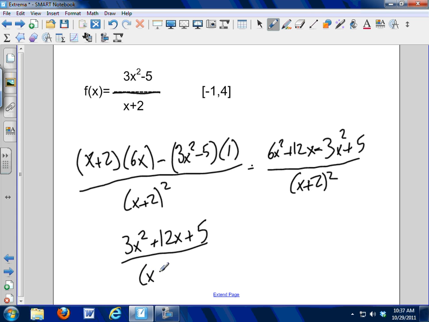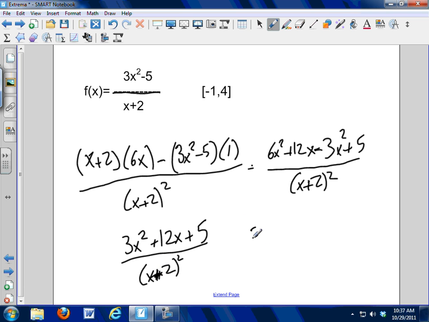Over x plus 2 squared. Okay, we know we're going to have an issue with this. It could potentially have a critical number when x is equal to -2. That's a possibility, but we know we're going to have an asymptote there because we're not going to simplify that out. So that doesn't really count as an absolute max or min because it's undefined at that point. So we're not going to worry about the denominator.